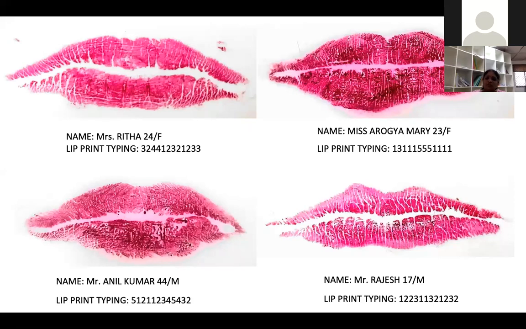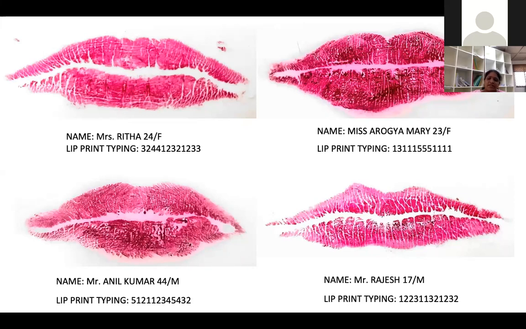So each individual will have a specific number, just like how we have our mobile number, which is a 10 digit number. Here, each lip print sample will have a 12 digit number. Again, after using a lot of softwares, I understood that the typing of lip print is definitely unique. The combinations you get will not be repeated again. So this proves that the lip print pattern is definitely unique and can be used in future applications as a biometric device.